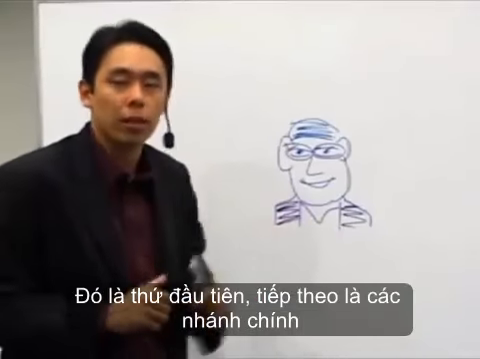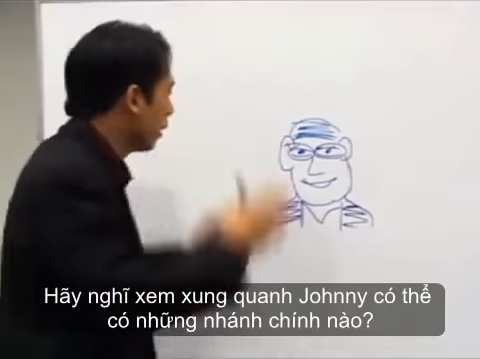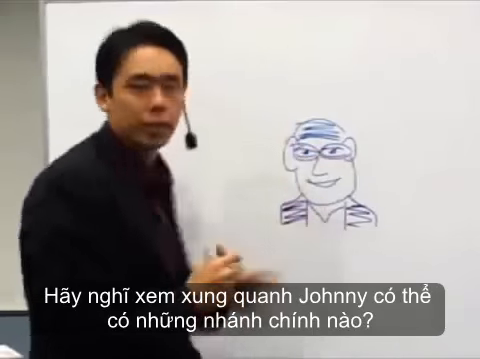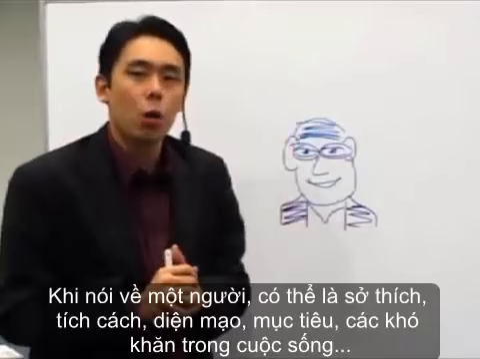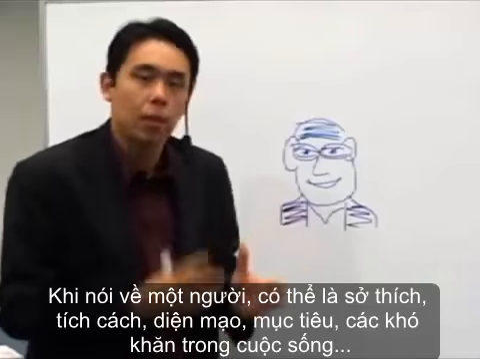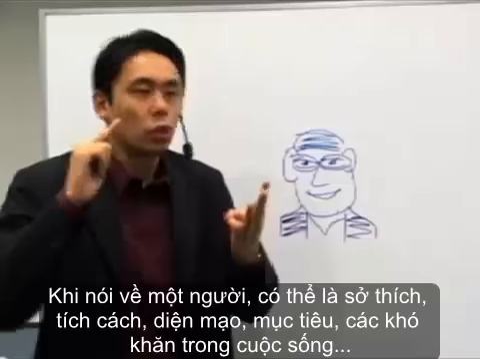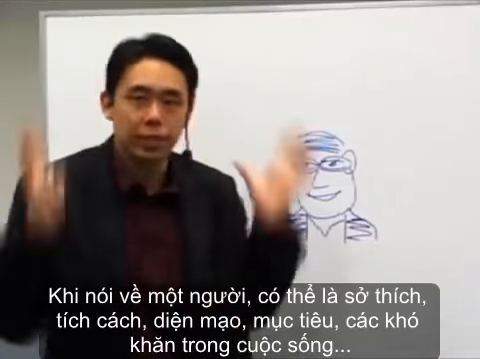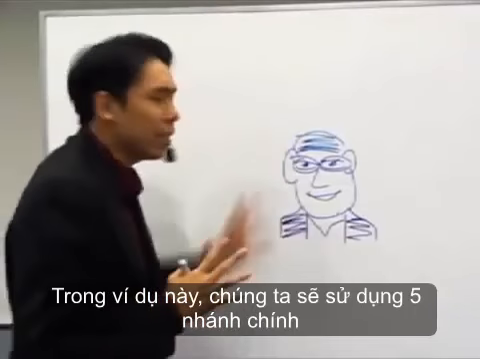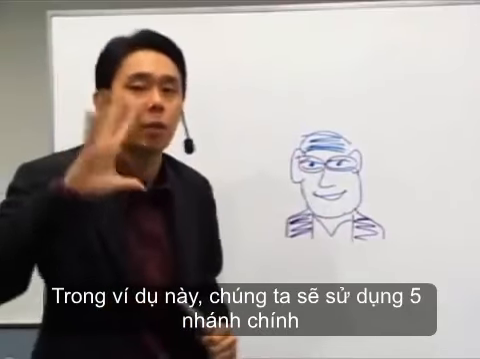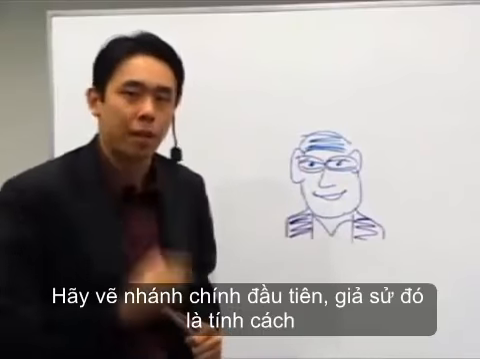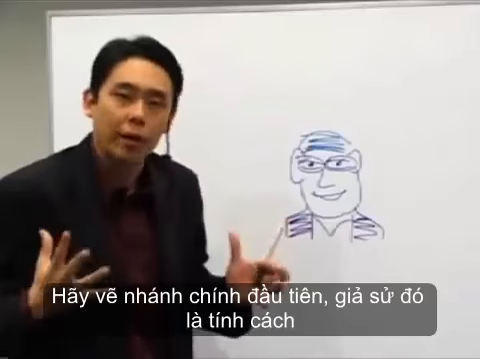The next thing is we draw the subheadings. Now again, think about it. Under Johnny, what are different subheadings which we can talk about this person? You can talk about a person's hobbies, character, appearance, goals, challenges in life, all these things. So let's say for the purpose of this exercise, we're going to use just 5 subheadings. And we're going to add the first subheading. And the first subheading is, let's say we talk about character.